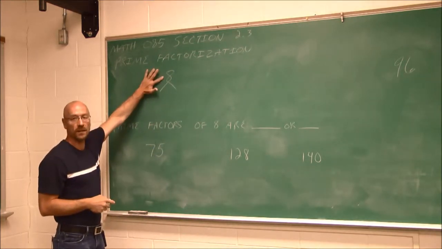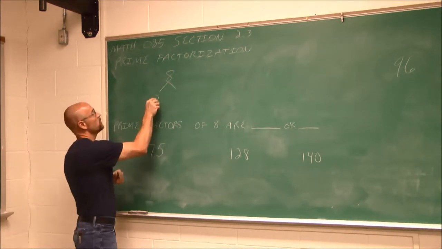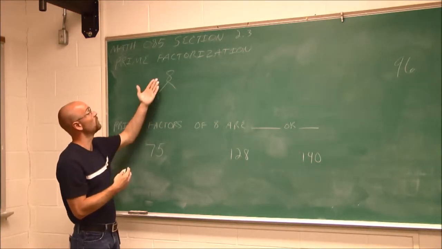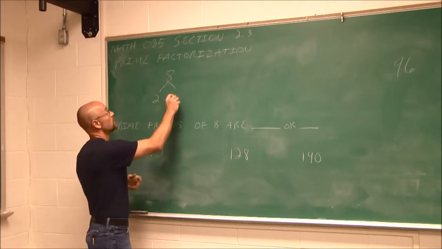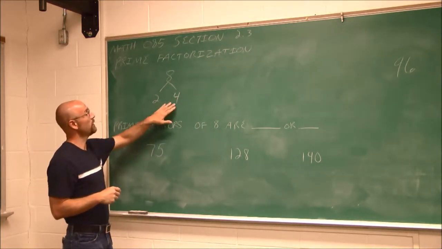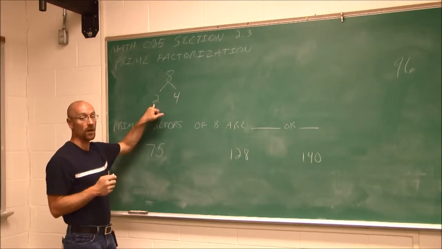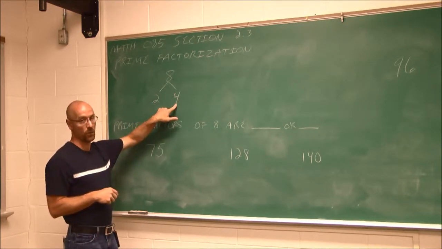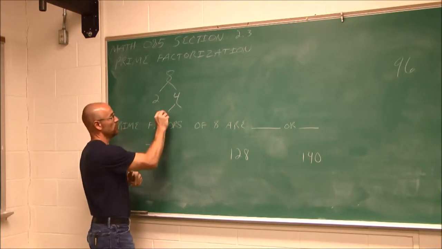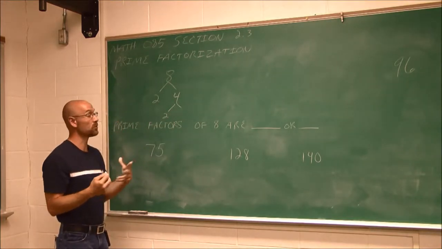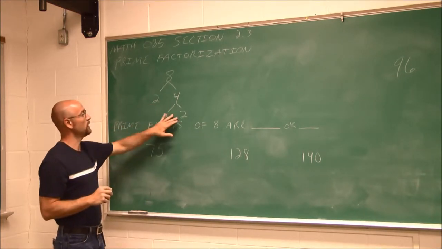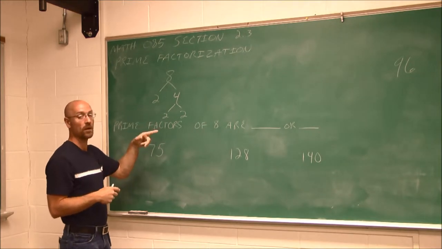Well, I know 8's an even number, so it's divisible by 2. 2 and what? We could actually do the division. 2 goes into 8 4 times. So we have 2 times 4. And then we assess these. 2 is a prime number. Is 4 a prime number? No. It is further divisible by 2. 2 times what is 4? Well, 2. Can I break 2 down any further? No, because that's a prime number.